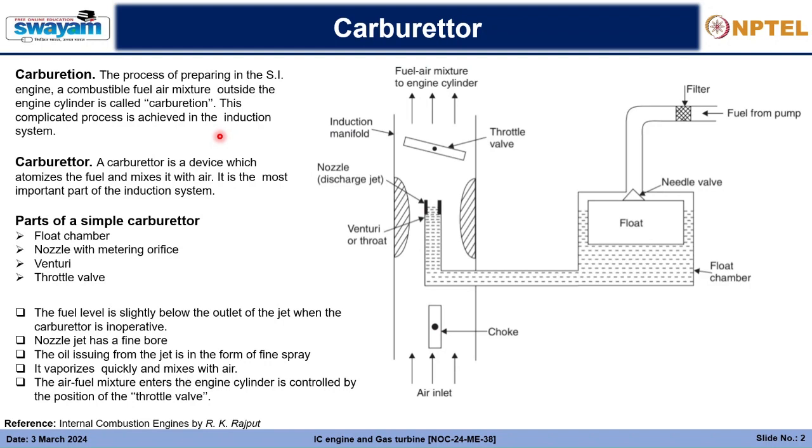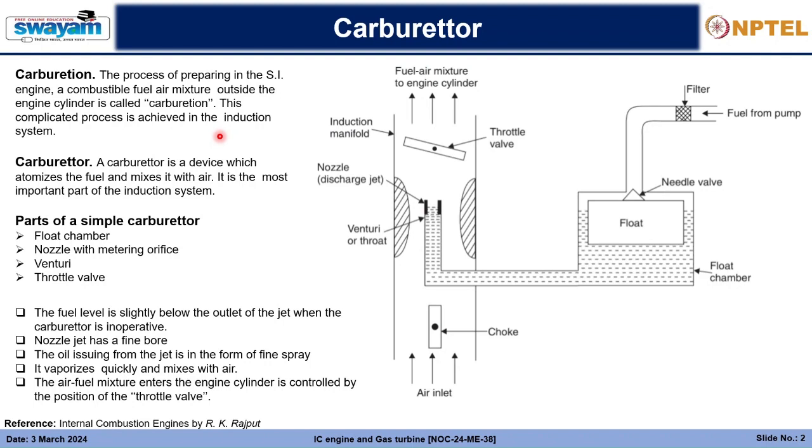Then the carburetor is the device which makes carburation possible. The fuel which comes out of the nozzle becomes atomized and mixes homogeneously with the air coming inside, and then the fuel air mixture goes into the cylinder. So the device which makes it possible to mix the fuel with the air is called the carburetor. The most important part of the induction system is basically the carburetor, although it is nowadays obsolete because it has a few disadvantages which we'll learn towards the end.